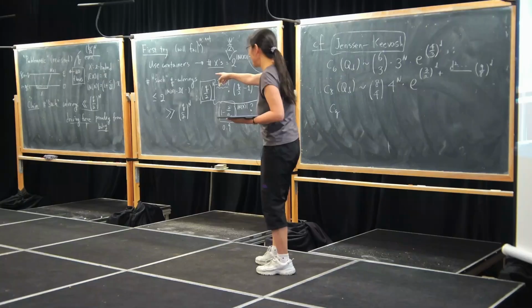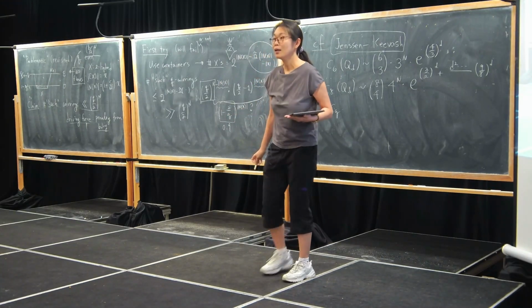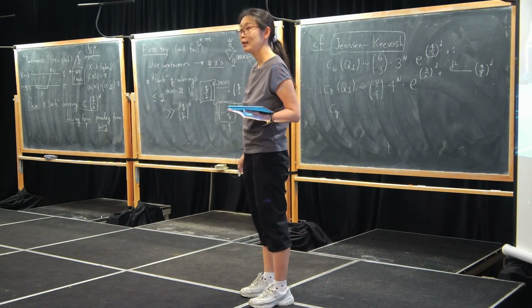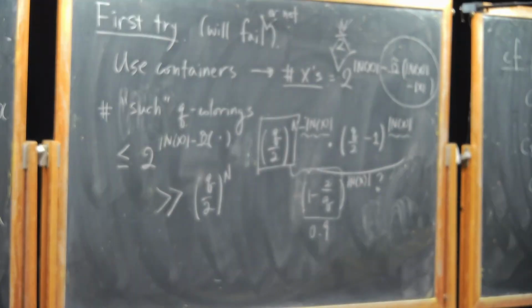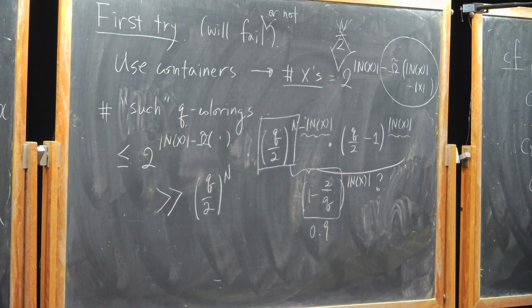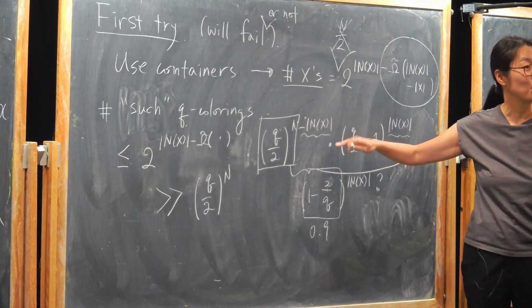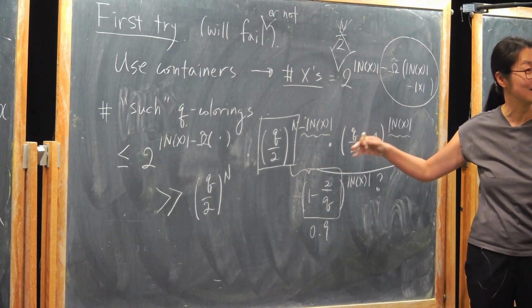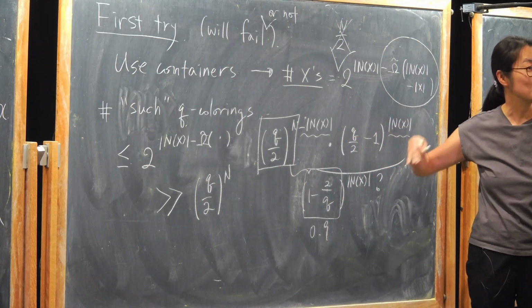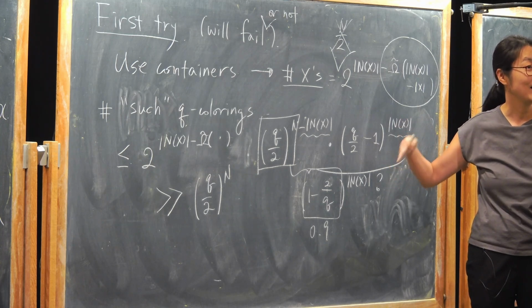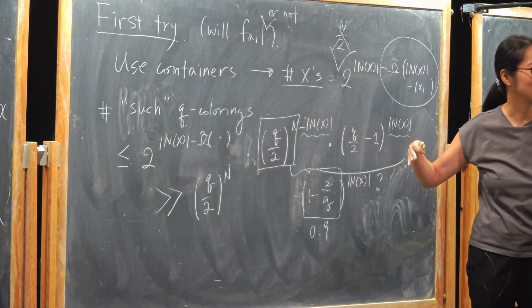Because we have 2 to the n and we have 0.9 to the n. Do you see that? So what is 2 times 0.9? It's 1.8. So what's on the left-hand side is like 1.8 to the n times q over 2 to the n, which is much bigger than q over 2 to the n. Please nod your head.